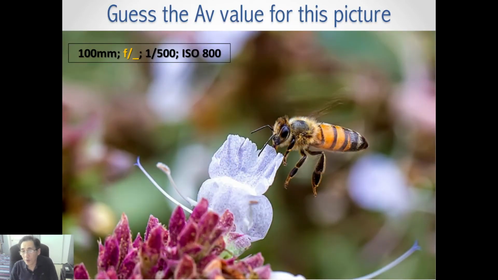Okay, so now what about this picture? Analysis says that the background is pretty well blurred. The foreground is also blurred. There's a very narrow band that is in reasonable focus, which is where the bee is. So if you guess, what do you think? f1.8, 1.4, 2.8? Well, you would be wrong. I took this at f8. Still blurred. It's a blurred mess, really.